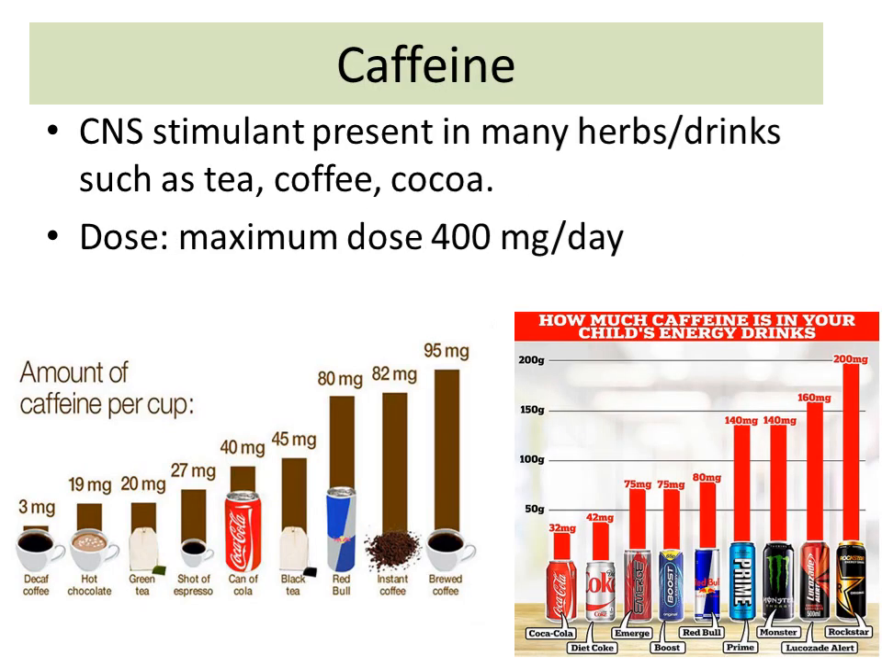The last drug I'm going to discuss today is going to be a little weird for you. It's caffeine. Caffeine is a CNS stimulant present in many herbs or drinks such as tea, coffee, cocoa. يعني الشاي والقهوة والنسكافيه والكاكاو كل دول containing caffeine.